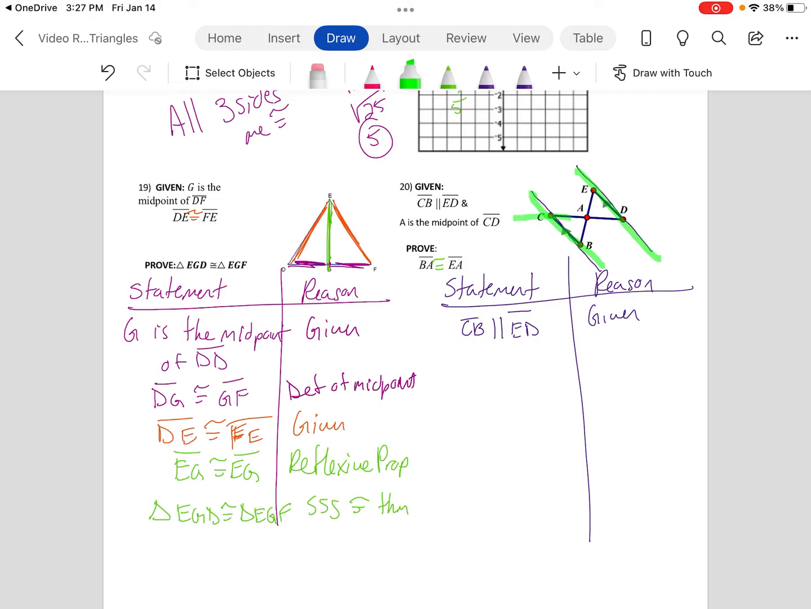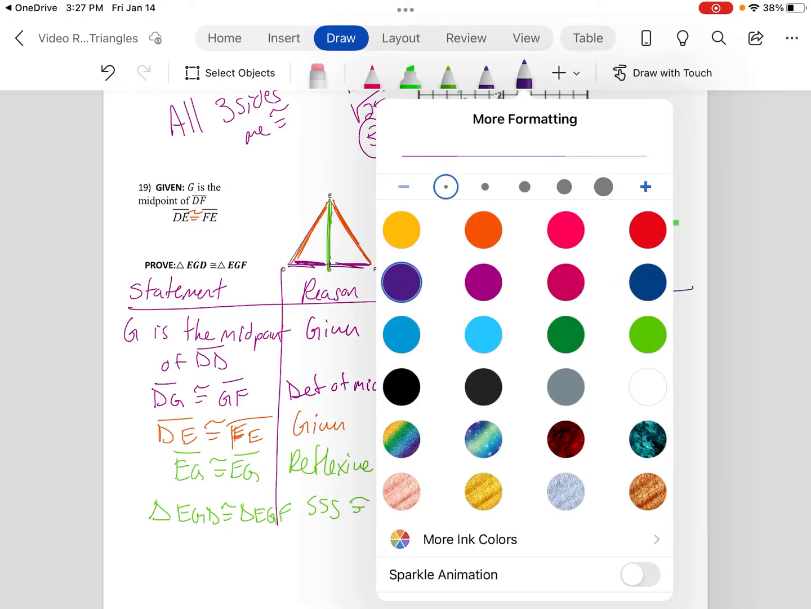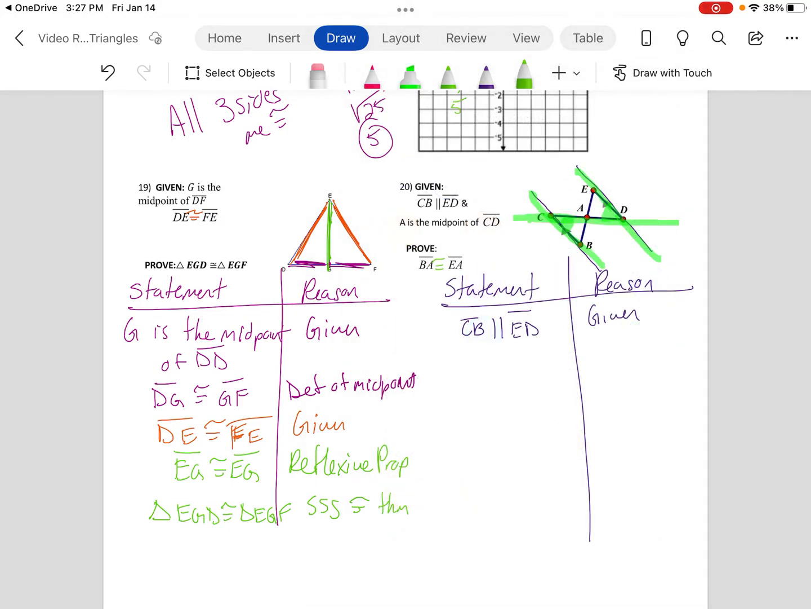So I look and see, do I have a transversal? Well, this right here is a transversal. So forget everything else besides those green lines. I know that this angle here is congruent to this angle here. I know that those are congruent by alternate interior angles theorem. So I know angle C must be congruent to angle D by alternate interior angles theorem.